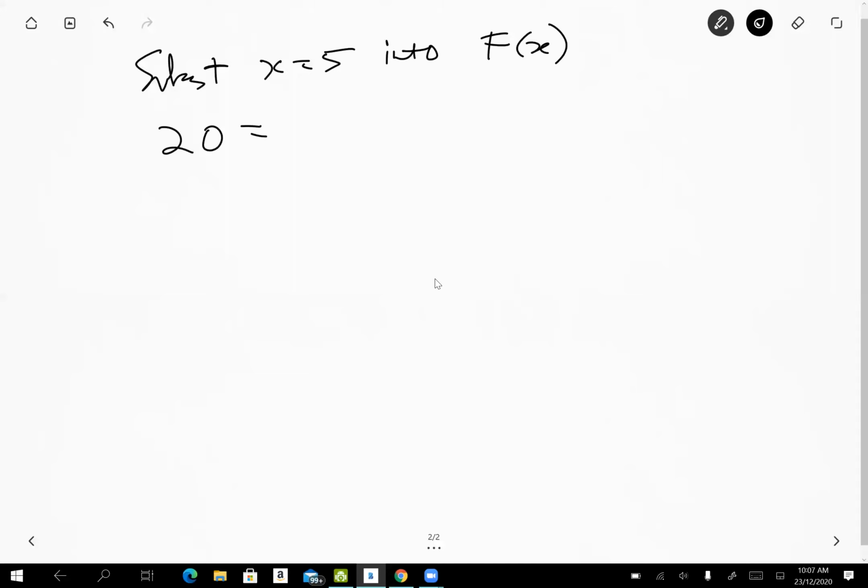So you substitute x equal to 5 into f of x. So you get 20 equal to 5 over 4 times 5 to the power of 4, minus 9 times 5, plus c. What do you get for c? Anybody?